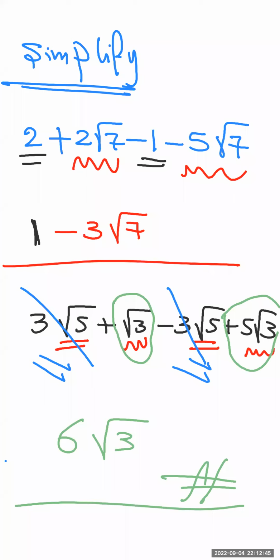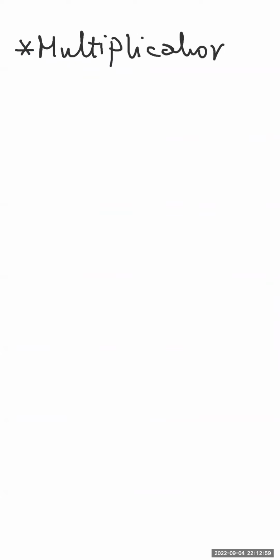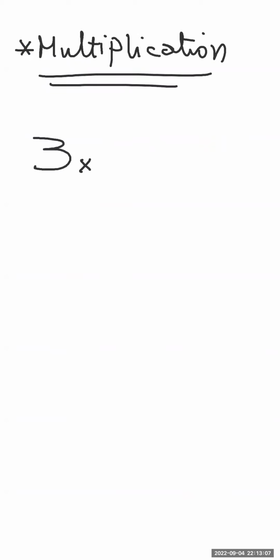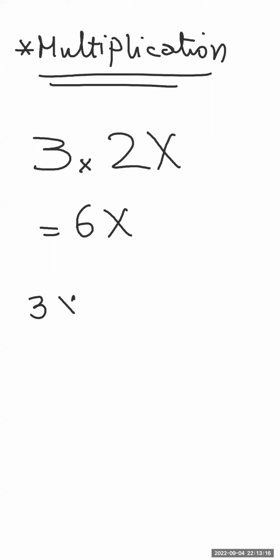Okay, now the second point in this lesson, it's about multiplication. Actually, the multiplication process is very easy. Like now, if I want to multiply 3 times 2x, simply it will equal 6x. If it's 3 times 2 square root of 3, multiply the coefficient times the coefficient, so 6 square root of 3.